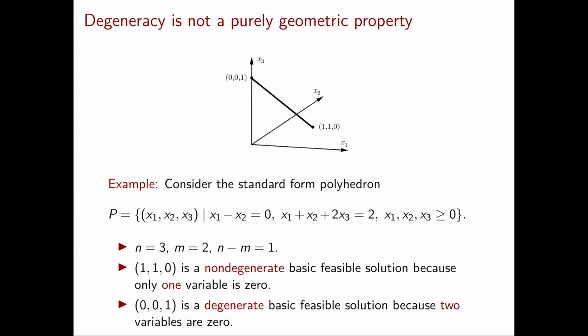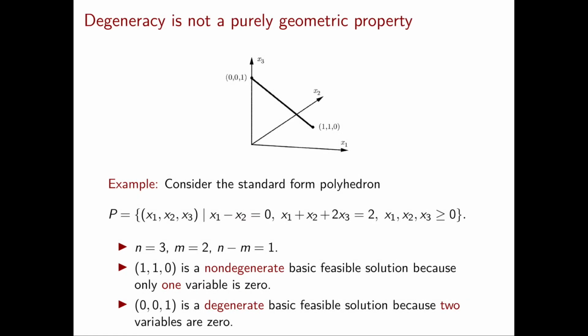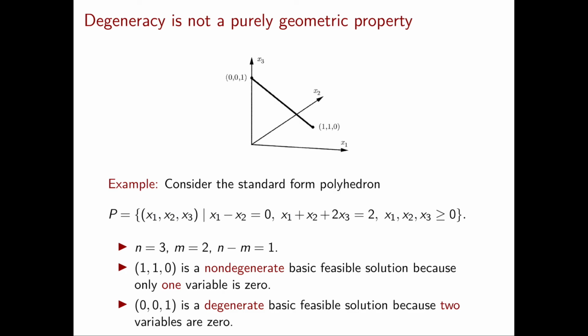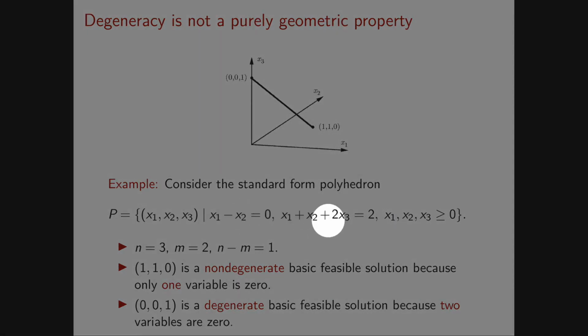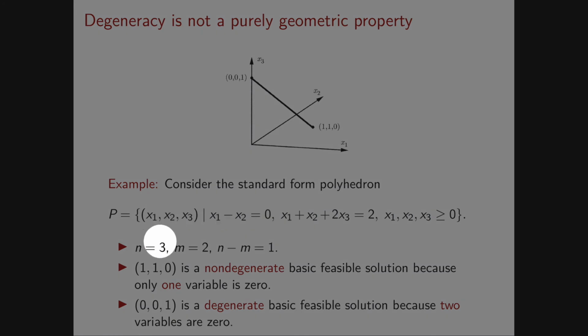In this example, my polyhedron is given by this segment that connects the vectors (0,0,1) and (1,1,0). One way of writing this polyhedron is the following: xi greater than or equal to 0 for every i, and then 2 equations, x1 minus x2 equal to 0, and x1 plus x2 plus 2x3 equal to 2. You can check that this polyhedron P is exactly the one that we've drawn in the picture. Note that this polyhedron is in a standard form representation. Therefore, we can use the definition of degeneracy for standard form polyhedra. So here we have 3 variables, 2 equality constraints, and so n minus m is equal to 1.